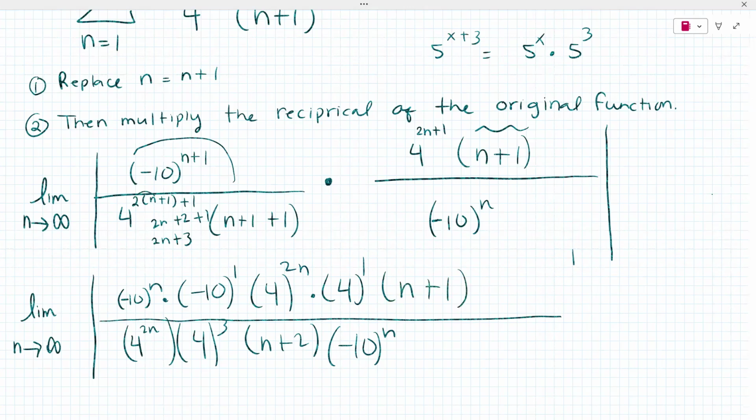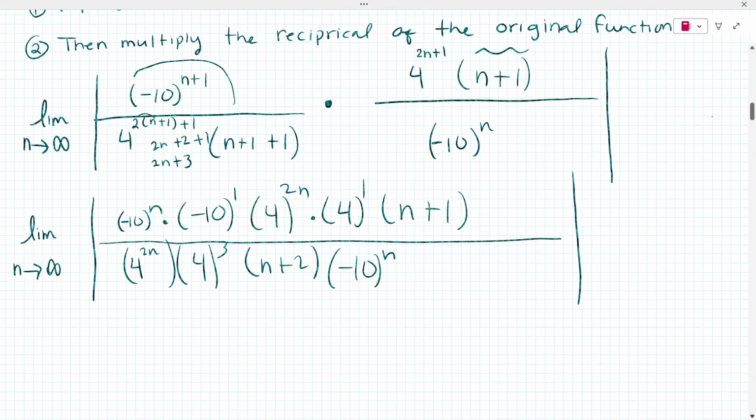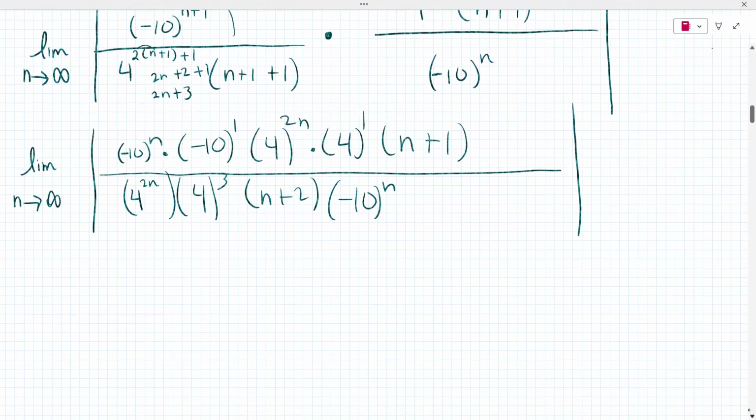So the goal is to cancel as much as you can and then plug in your infinity, or know your horizontal asymptote, because this is a rational function, right? So what is the limit of a rational function? The horizontal asymptote. So what do you see that could cancel or are the same? Let's see. I see this negative 10 raised to n is the same. What else? This 4 raised to the 2n is the same thing as 4 raised to the 2n. This is practically the same. And what else?